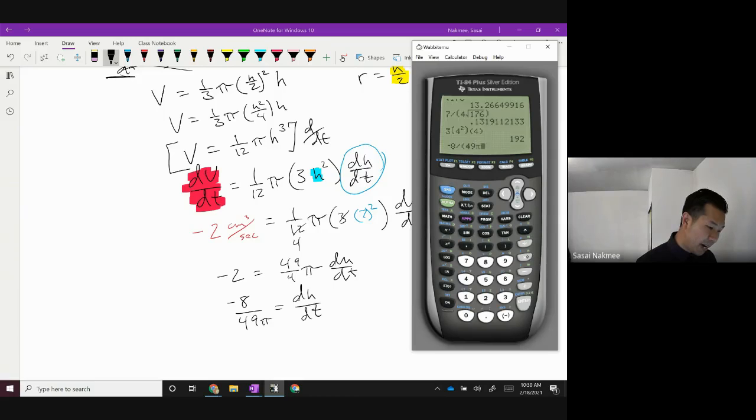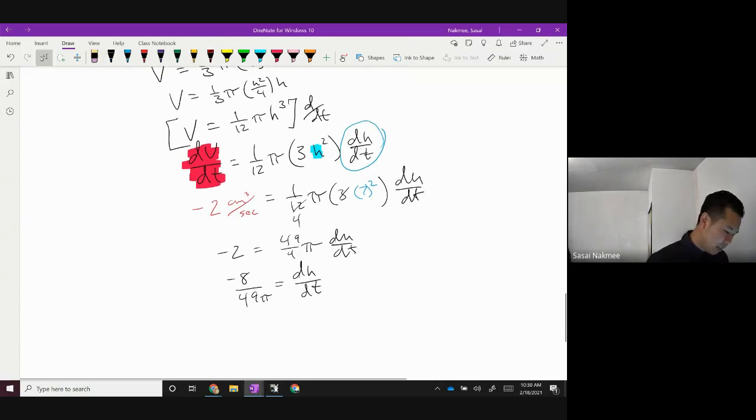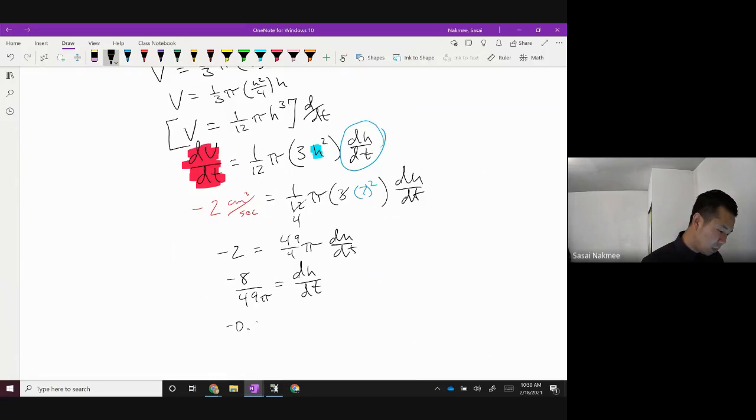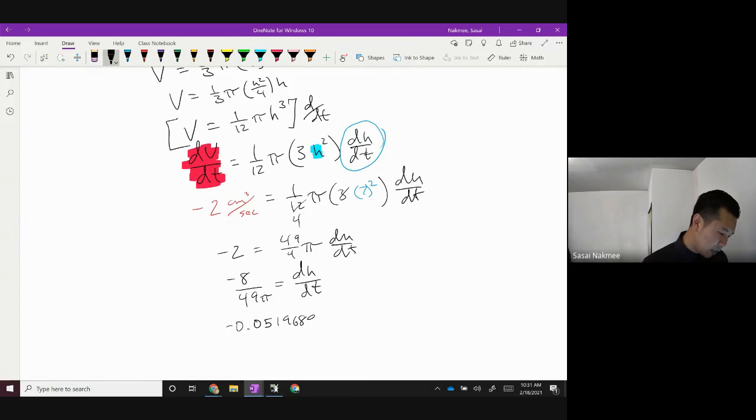Can you guys make sure I did this all right? I kind of rushed through that. Make sure I canceled stuff out correctly. I hope I did. The 3 and the 12, that cancels to 1 over 4. 7 squared is 49. I think that's going to be right. And then we have here our answer, which is going to be -0.051968961961 is equal to dh dt.